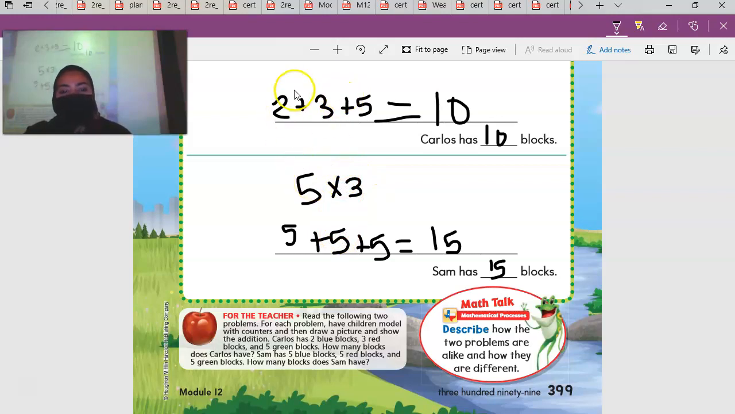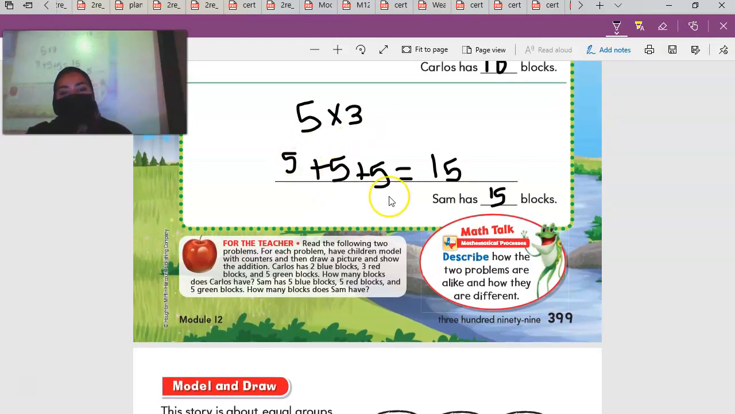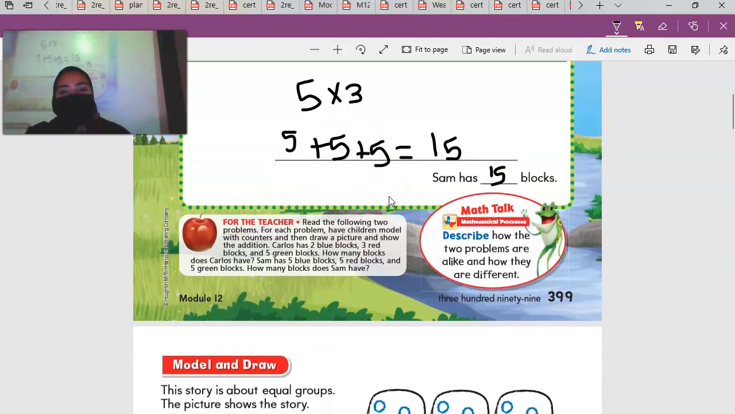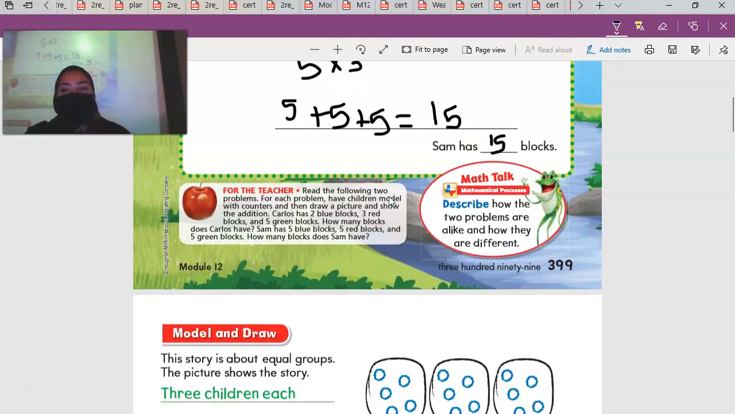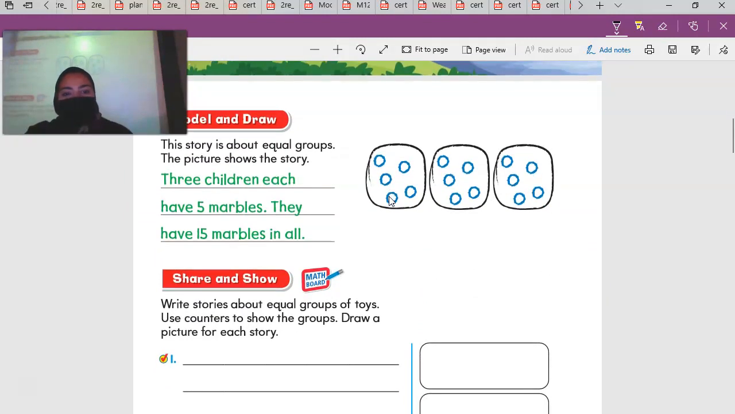In the first problem we cannot write a multiplication sentence because you're not adding the same number 3 times. You're adding 3 different numbers. But here you're adding the same number 3 times, so 5 plus 5 plus 5 is the same as 5 times 3, which is 15. All right. This story is about equal groups.